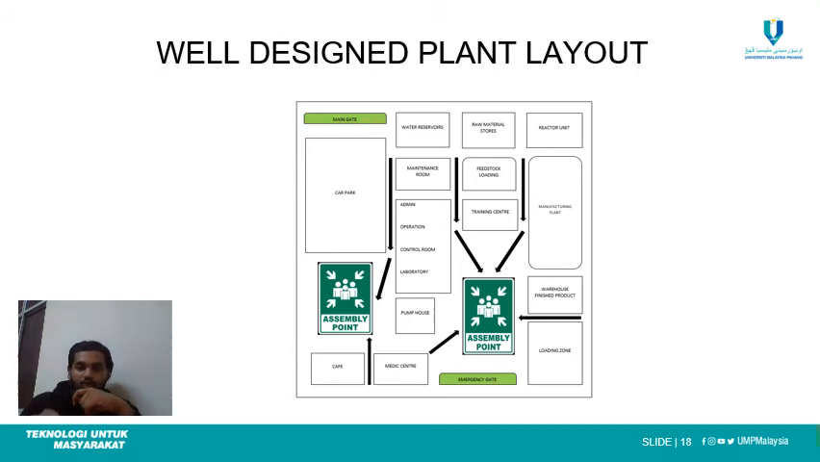So there's an emergency gate next to the assembly point, and there's another emergency gate beyond the car park, so the workers can exit the premises safely without having any injuries or complications. So that's all.